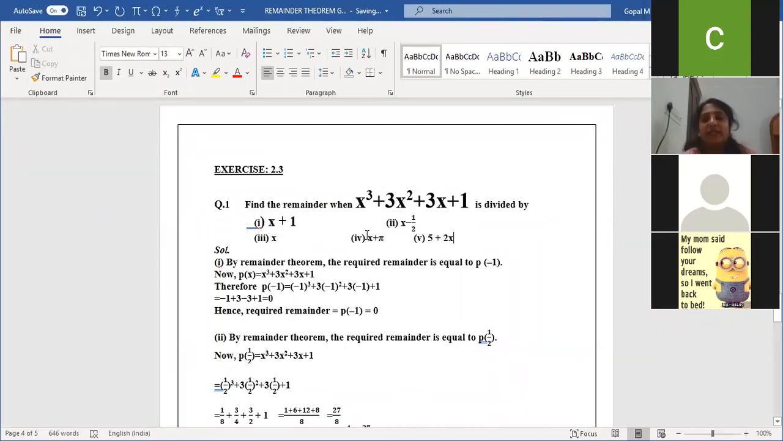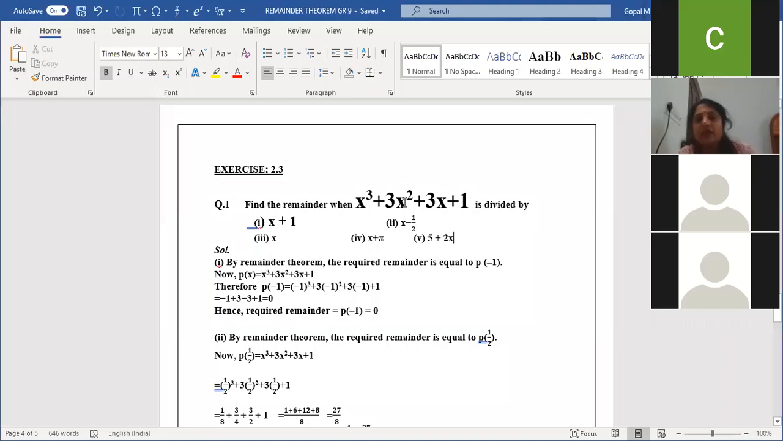So what is the zero of x plus 1? -1. Yes, Brenda, correct. Very good. The zero of x plus 1 is -1. That -1 I'm going to apply in this polynomial. Am I clear? What is -1 whole cube? Since the power is odd, we'll get -1 only.